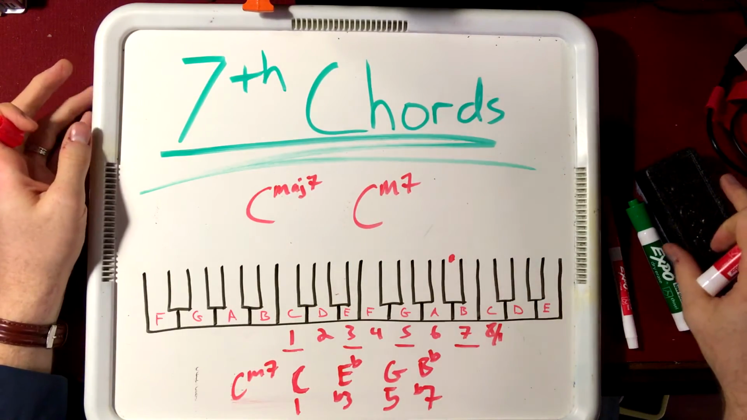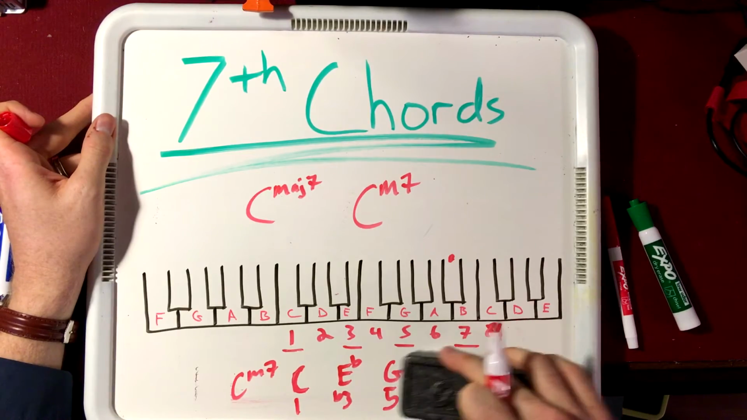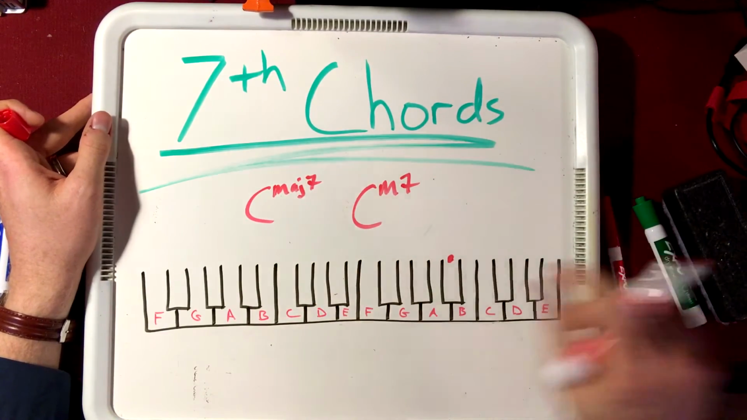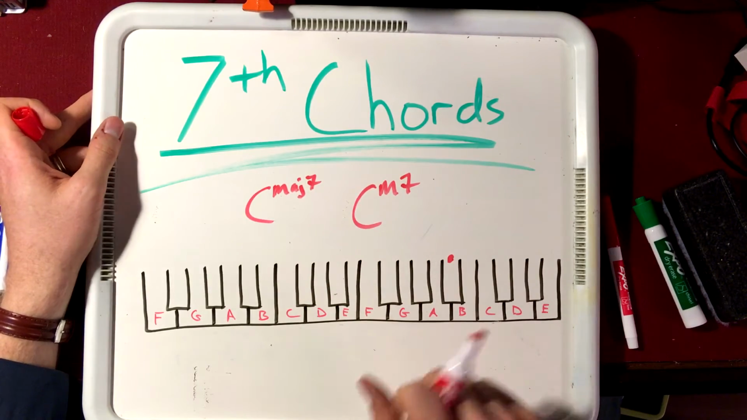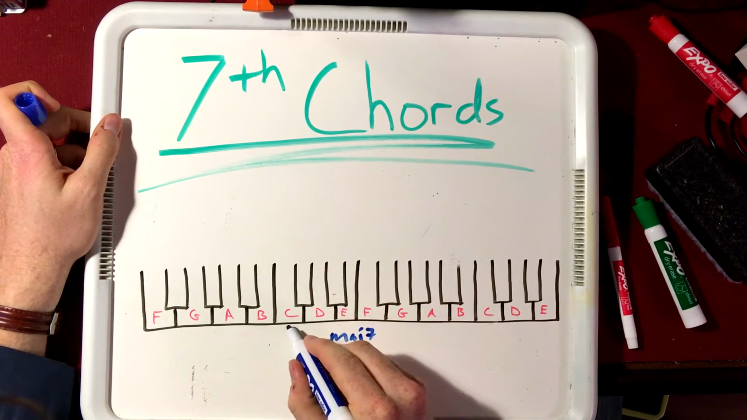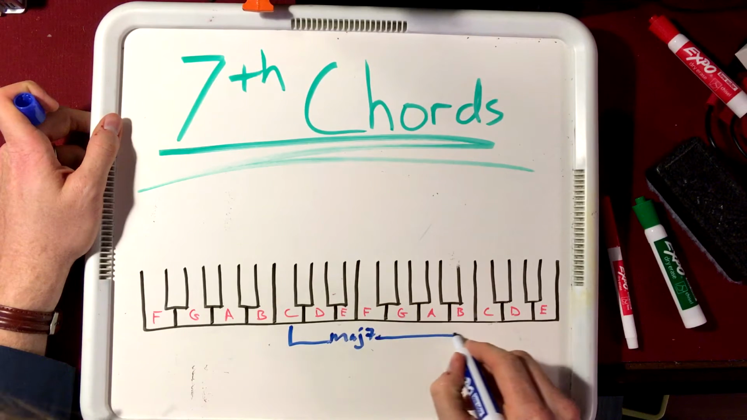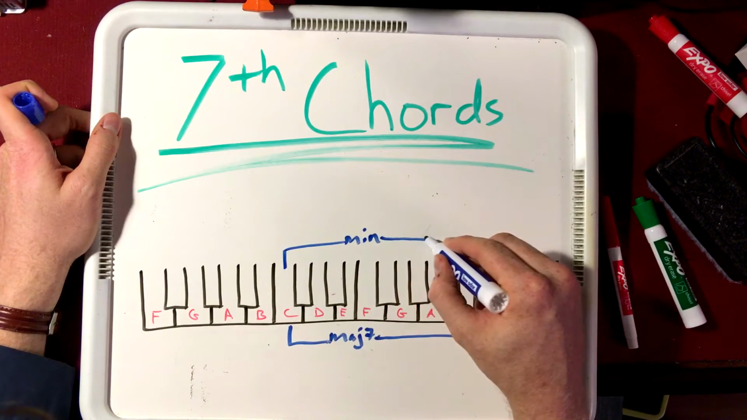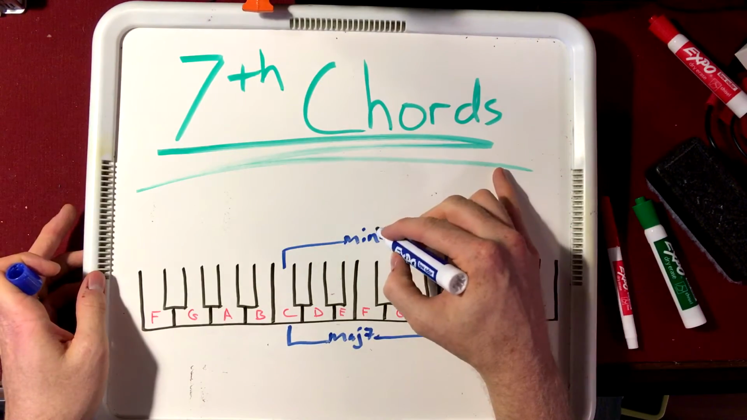Now, if you're getting confused in this, I'm going to show you a really easy way to figure out the major 7 and the 7. From the standpoint of the scale in C, the major 7 is going to be from C all the way up to the B. A minor 7 is going to be from C up to the B flat right here. Here's our minor 7 here.